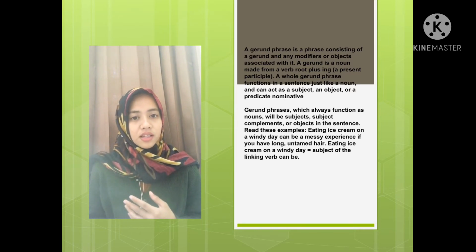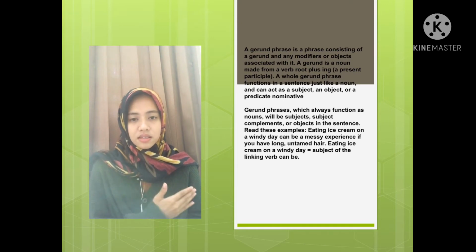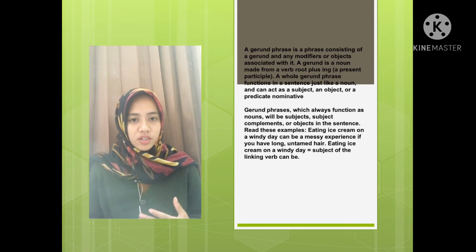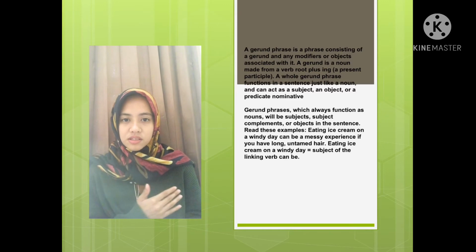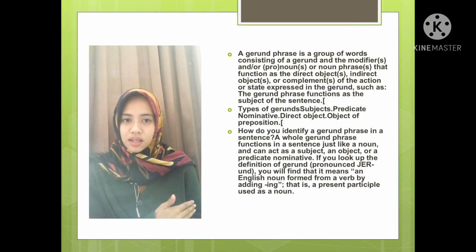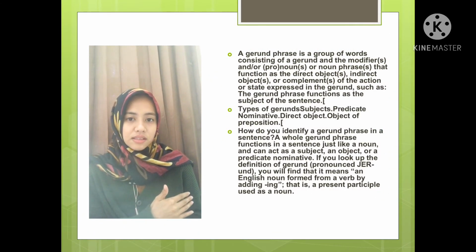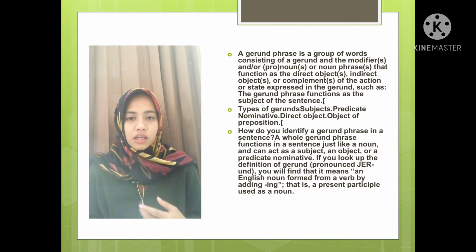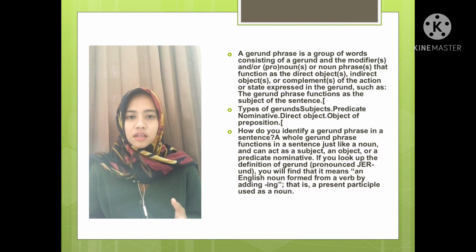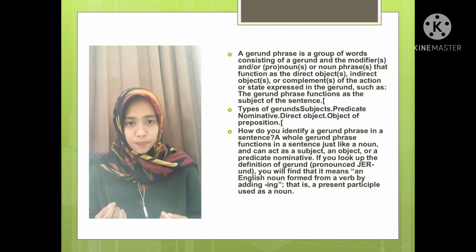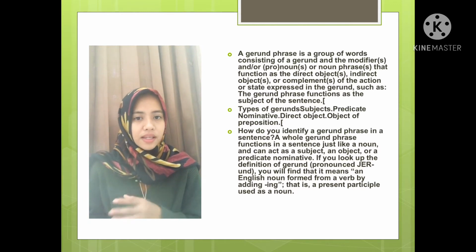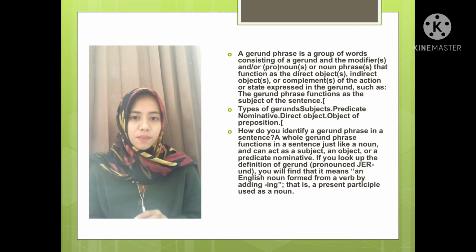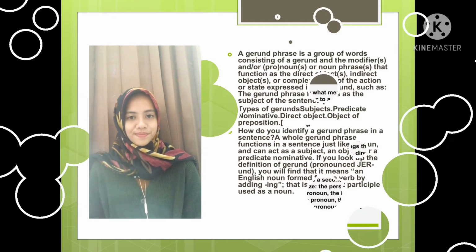How do you identify a gerund phrase in a sentence? All gerund phrases function in a sentence just like a noun and can act as a subject, an object, or a predicate nominative. If you look up the definition of gerund, you will find that it means an English noun formed from a verb by adding -ing, that is, a present participle used as a noun.